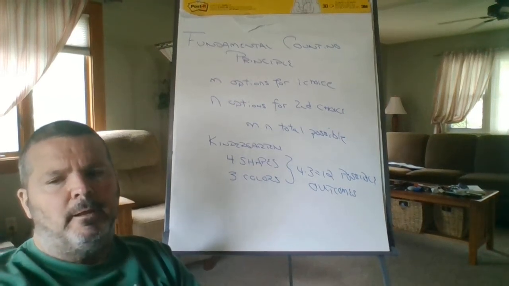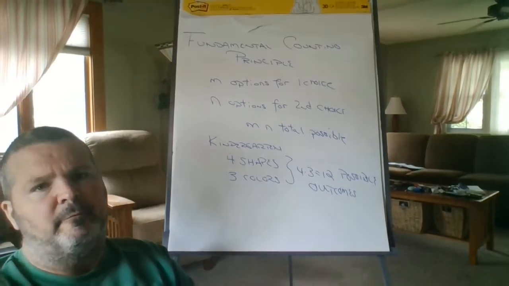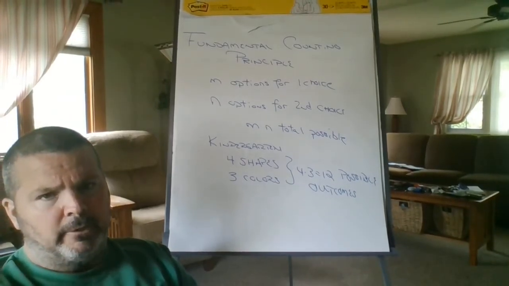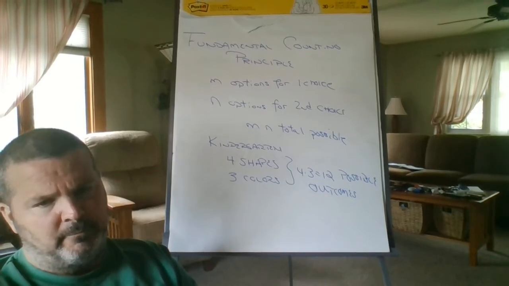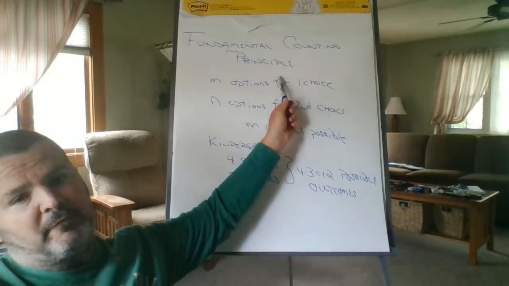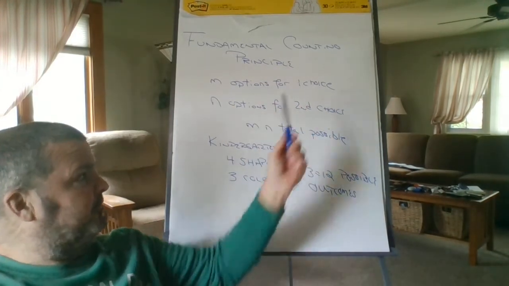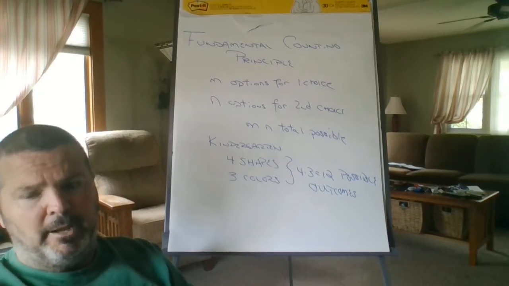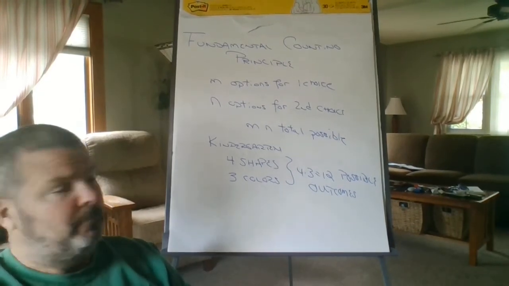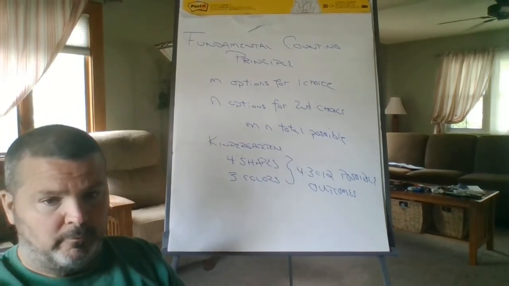Okay, everybody. Today we're going to talk about figuring out in a more complex way the total number of possibilities we can have to do these problems, and that starts with the fundamental counting principle. The fundamental counting principle states that if we have m options for the first choice and n options for a second choice, then the total possible options combined is m times n. And if you have more than two, then you multiply more than twice.